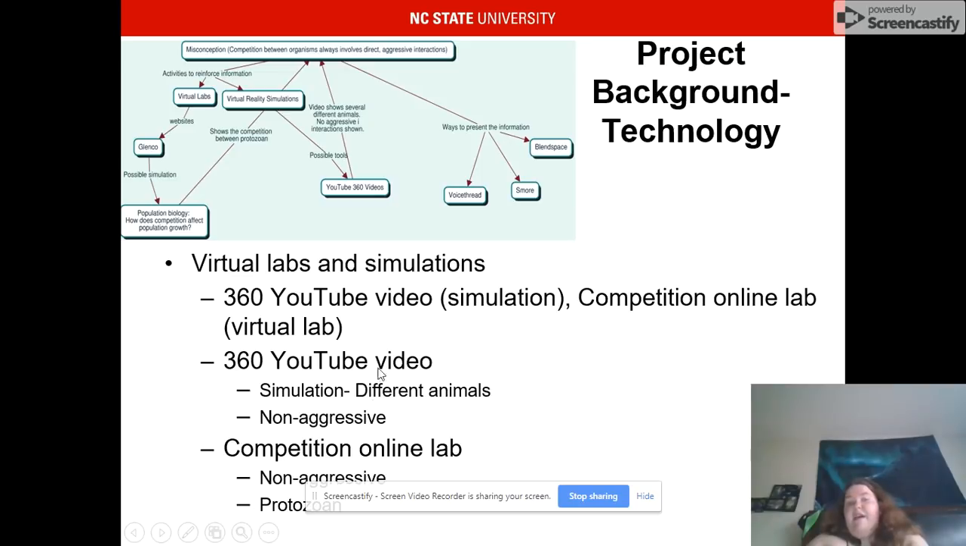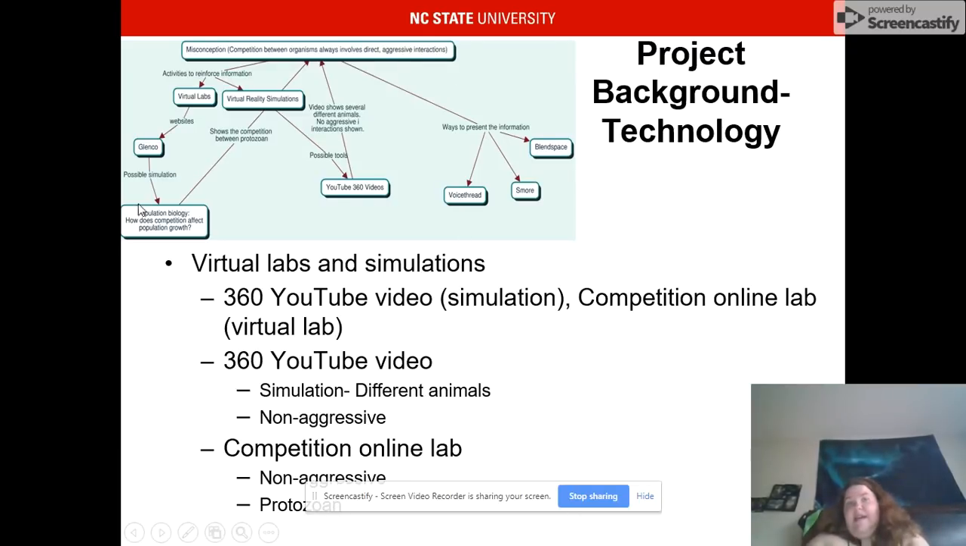In the 360 video, they can see the animals interacting with different organisms in a non-aggressive way, so going back to the misconception. And then for the online lab, they can see how 2 organisms living together can affect each other and the population sizes as well.